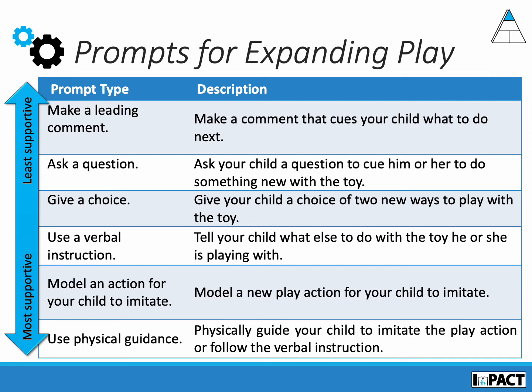If your child does not respond to the verbal prompts, you can use the prompt you have just learned for teaching imitation. Model a play action for your child to imitate. If your child does not respond, use physical guidance to help your child imitate your play action or follow your verbal instruction. Now, we're going to watch a short video clip.